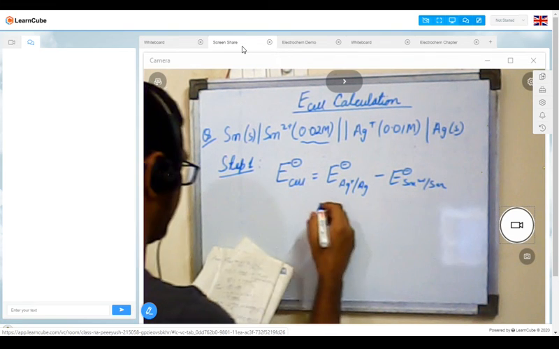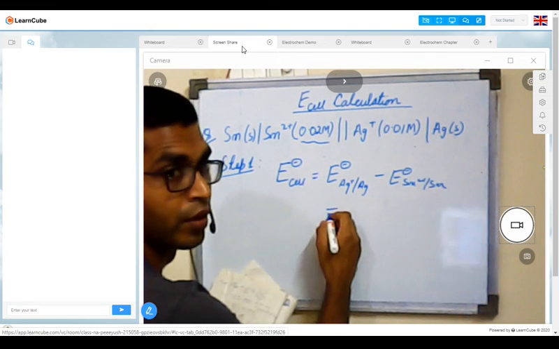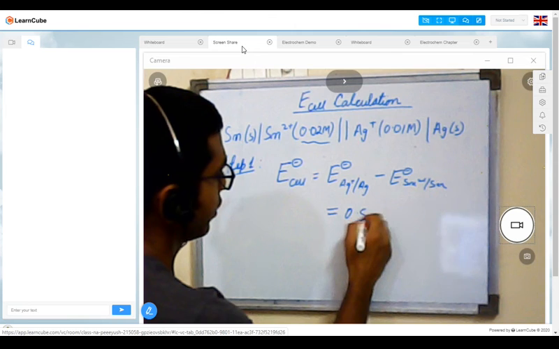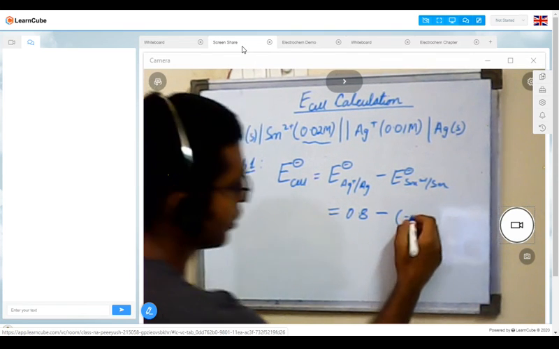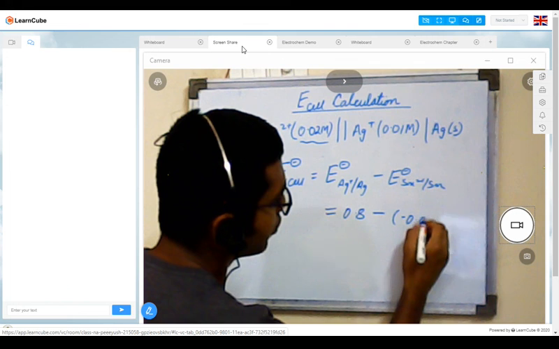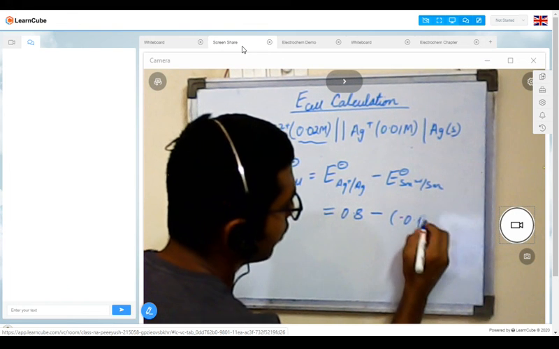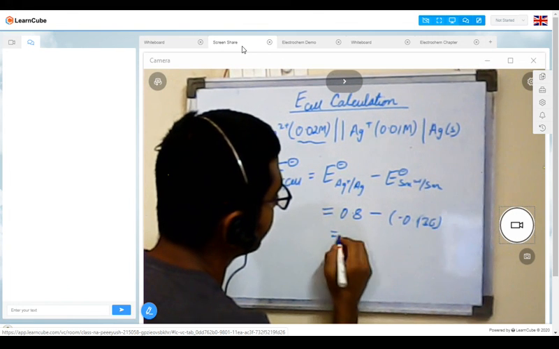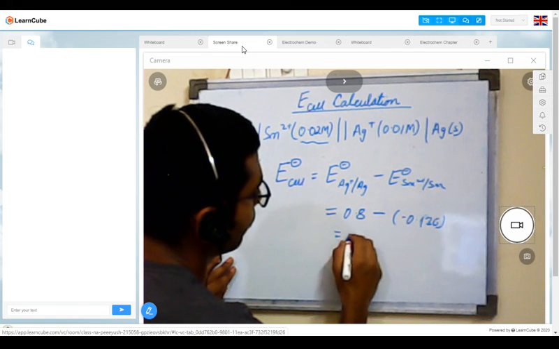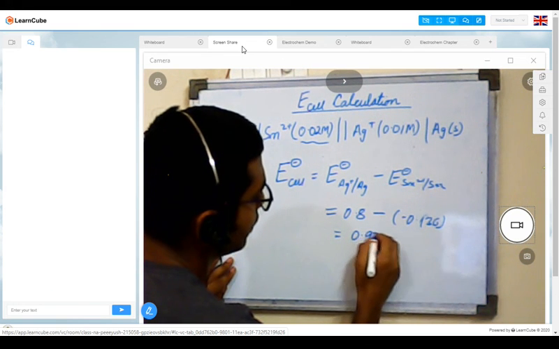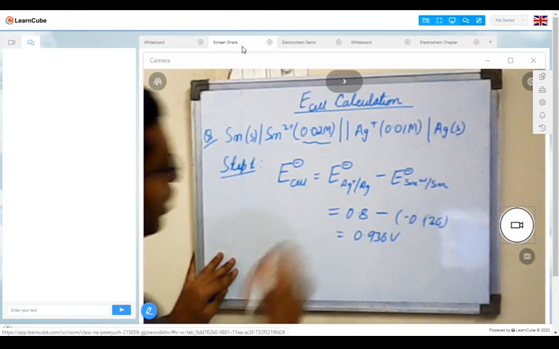So this is 0.8 minus of minus 0.136. Overall it becomes 0.936 volts. Okay, so I have this. Now I will use this.